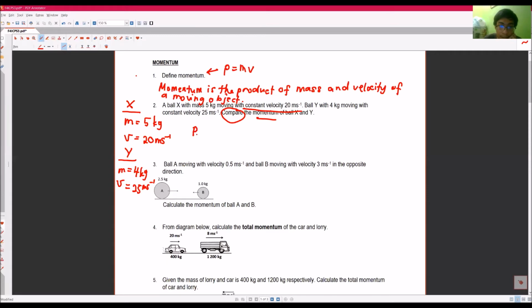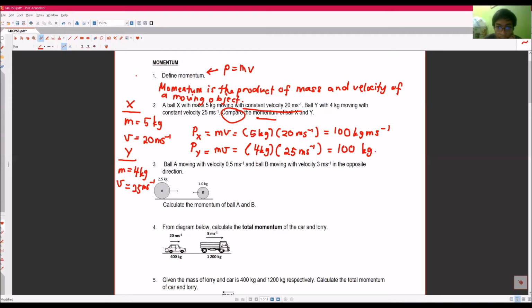So the momentum of ball X, Px, equals mv. m is 5 kg, v is 20 m s^-1. If we multiply both, we get 100 kg m s^-1. So that's for ball X. Now ball Y, same formula, 4 kg, 25 m s^-1. So it still has the same momentum. So we can say that both momentums are the same.